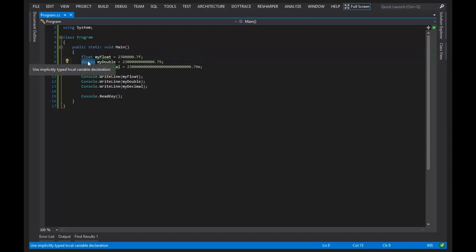A double requires 8 bytes of memory, and a decimal requires 128 bits divided by 8.